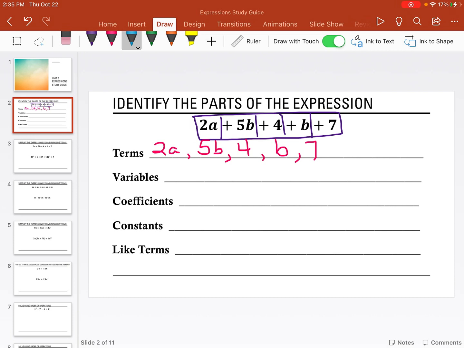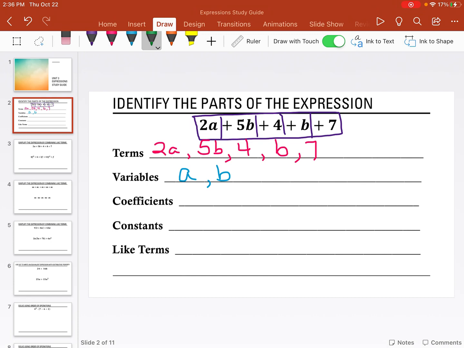And then variables. Remember, your variable is the letter that stands for a number. So each letter I see is a variable. So I have a and I have b. There's another b. I just don't need to write it twice since it's the same letter. If you do, it's okay, but you don't need to.